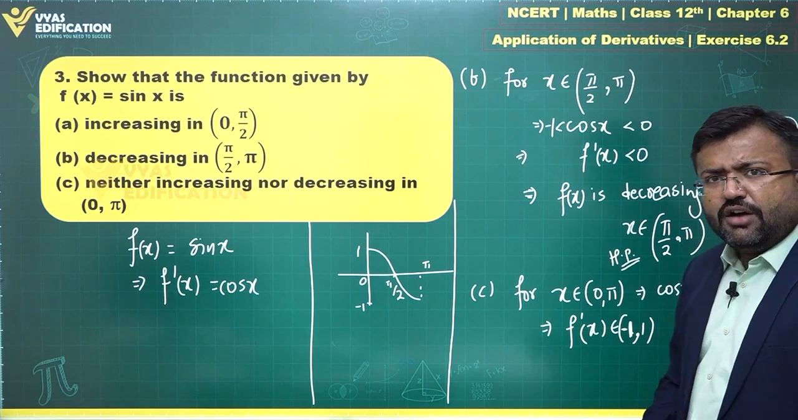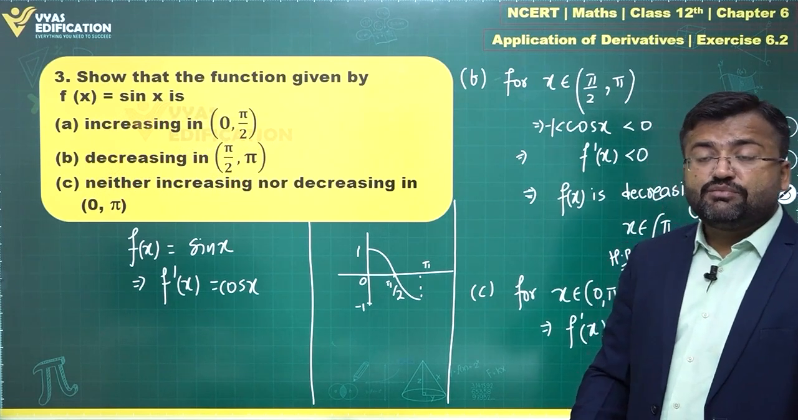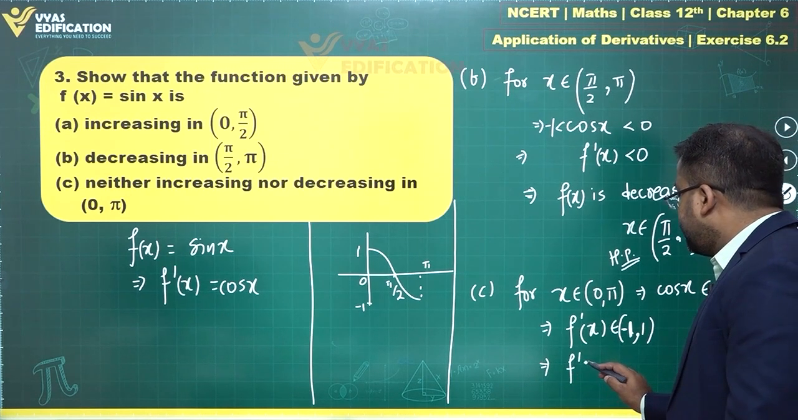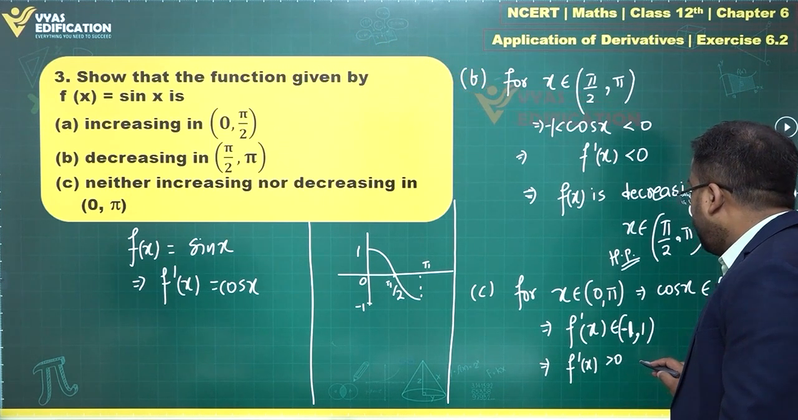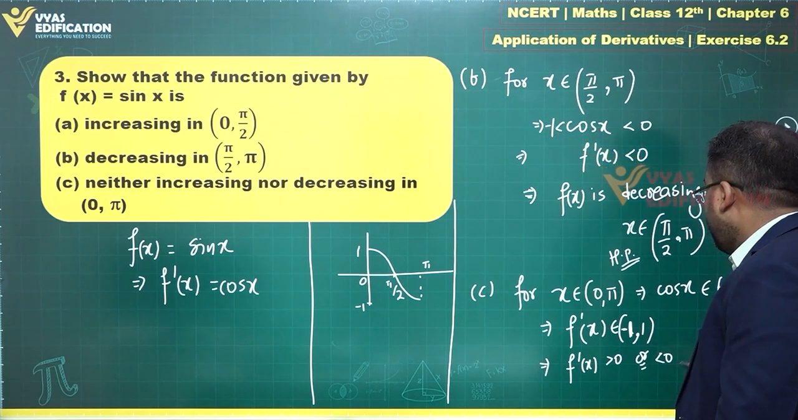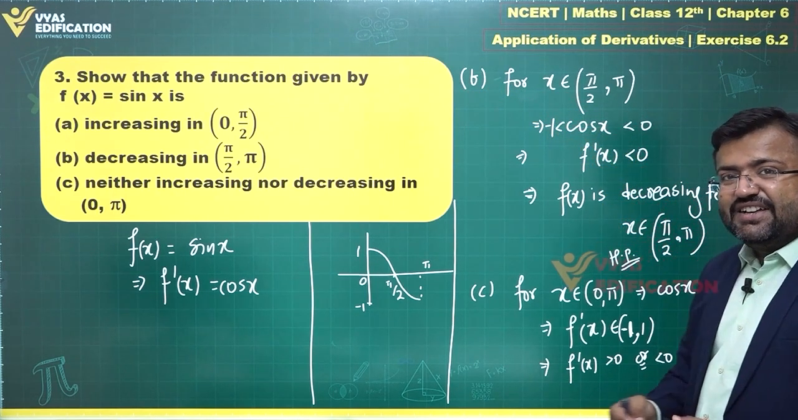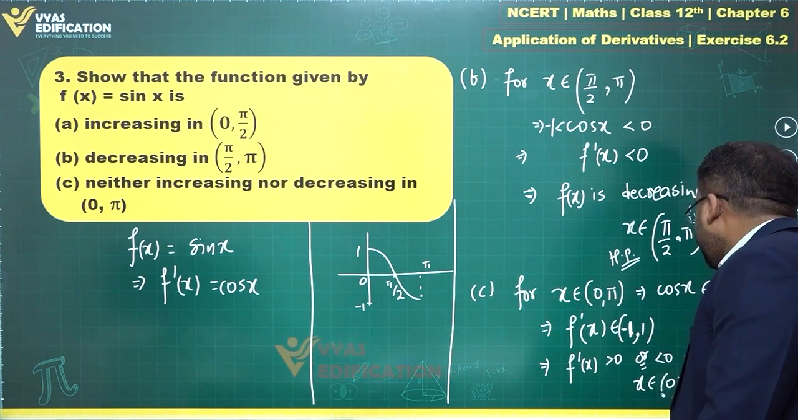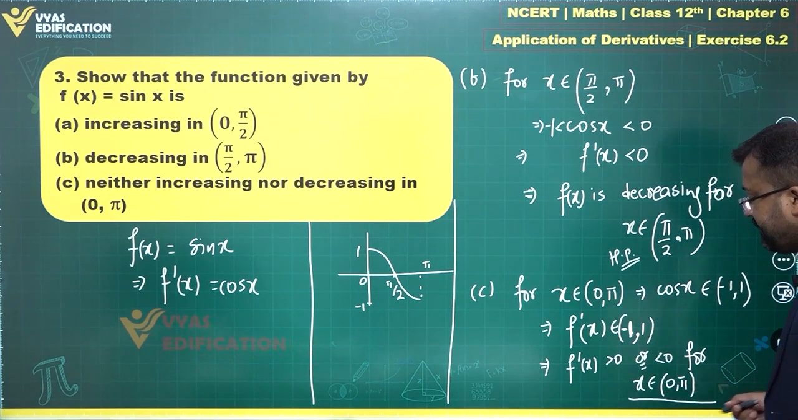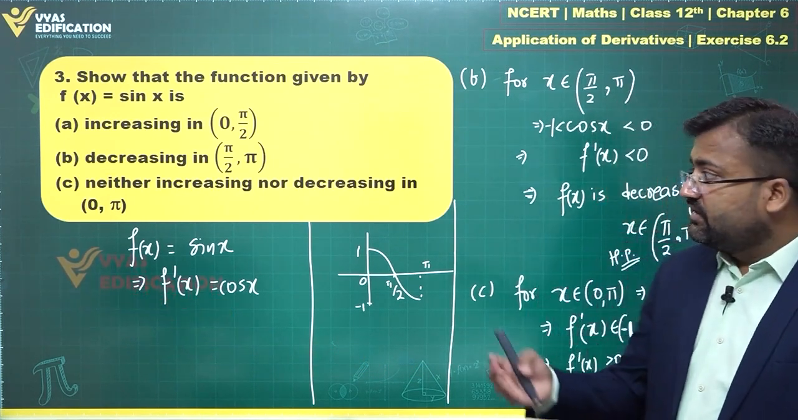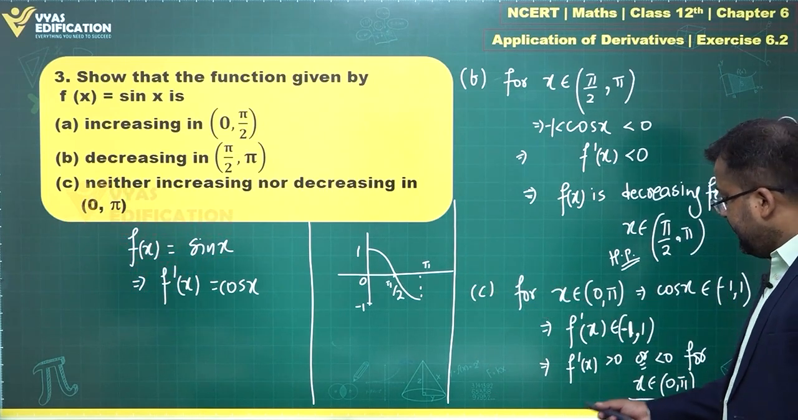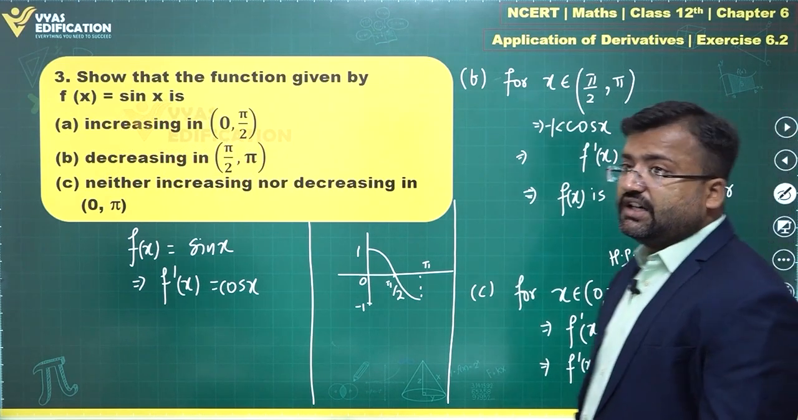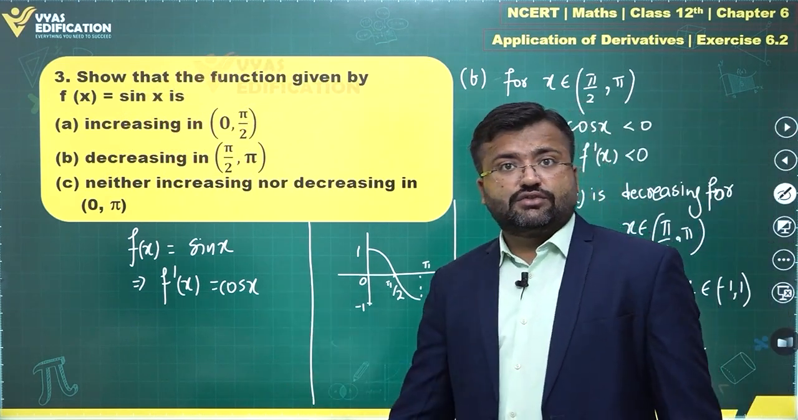Can you observe that the derivative is negative as well as positive for this interval, right? This implies f'(x) is greater than 0 or less than 0 for different values of x in (0, pi), and on the basis of this you can say that the function f(x) is neither increasing nor decreasing in this interval. That is what you can comment, right? That's the proof of this third part as well. That's the complete solution of this question, as you can see.